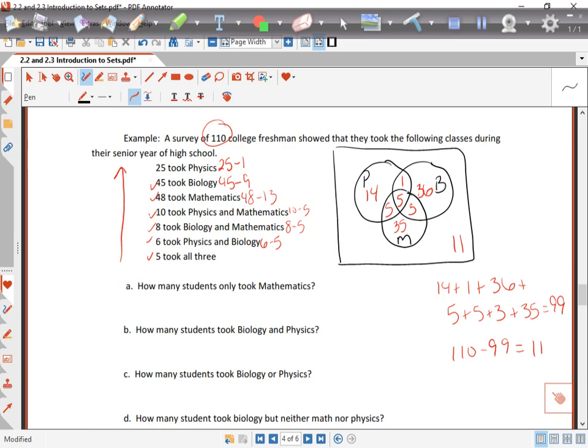Okay, so now let's answer these questions. How many students only took math? That means the area that doesn't overlap with anything else. So here's the math circle. The only place it doesn't overlap with any of the others is down here. So that one will be 35.